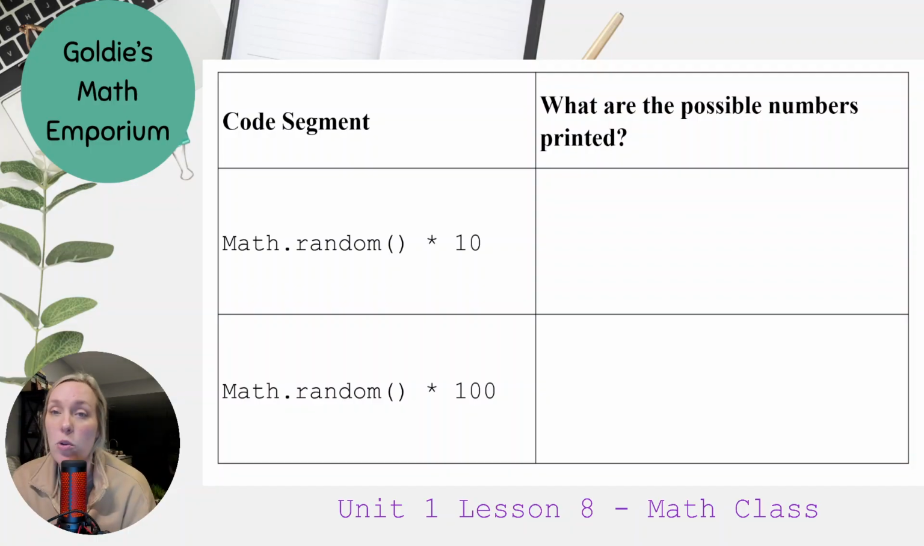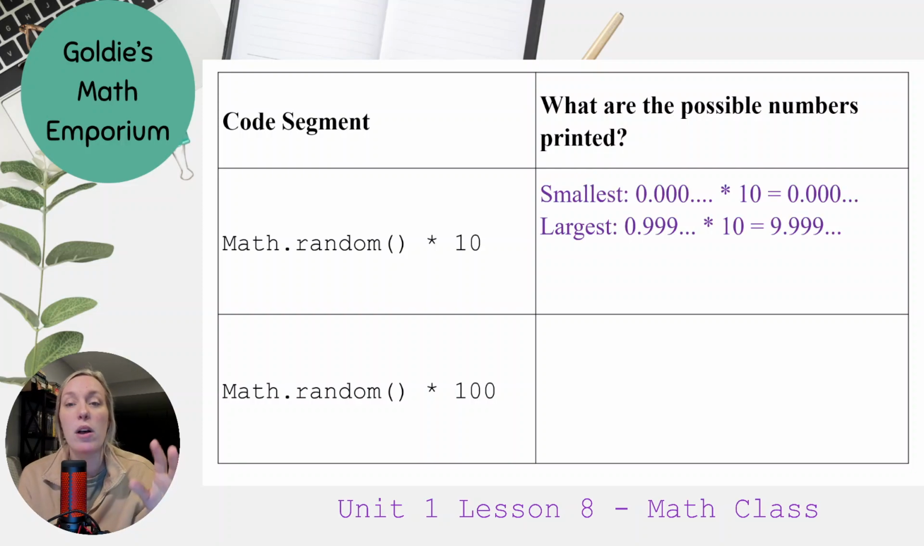So if I have this code segment, what are the possible numbers that are printed from it? So if I have Math.random times 10, what are the possible numbers that could come up? Well, the smallest decimal is 0, right? 0 times 10 is still just 0. So the smallest possible number is still 0.